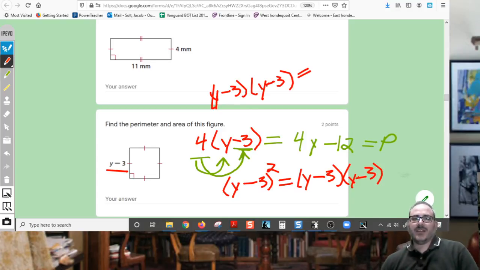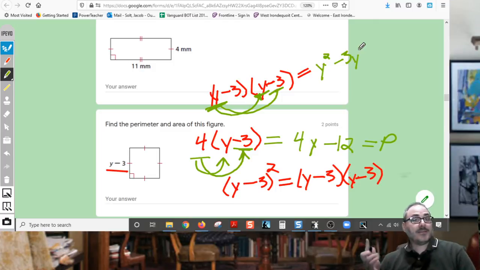Hopefully you can too. Here's what I need to do. I need to do a whole bunch of foiling, a whole bunch of distribution, because there's a lot going on in here. Just like 4 had to be times y, and then 4 had to go into negative 3, I got to do this one step at a time. Y times y, and then y times negative 3. So let me do y times y. Y times y is y squared. Y times negative 3 is negative 3y.